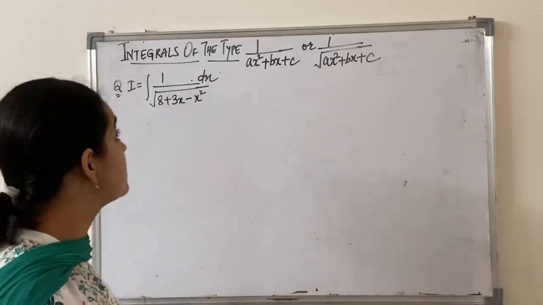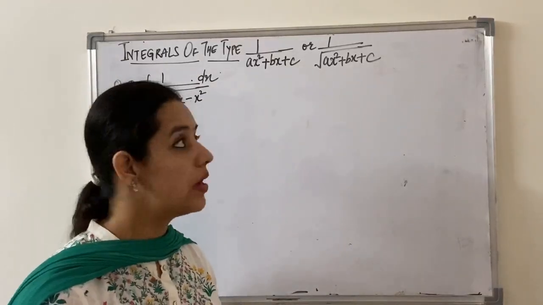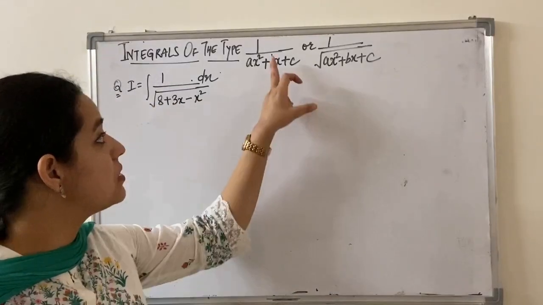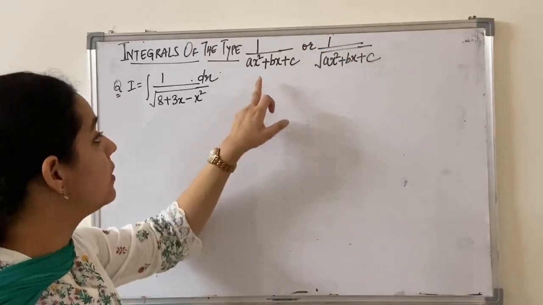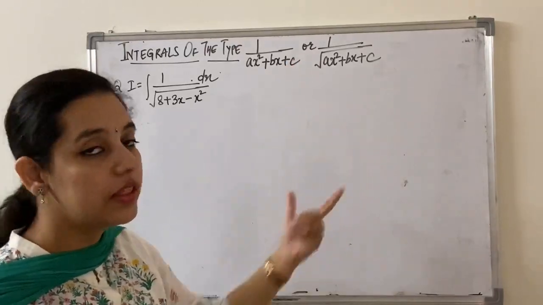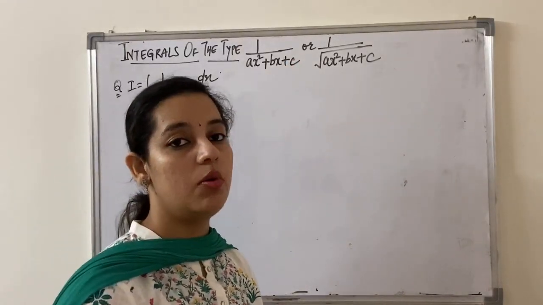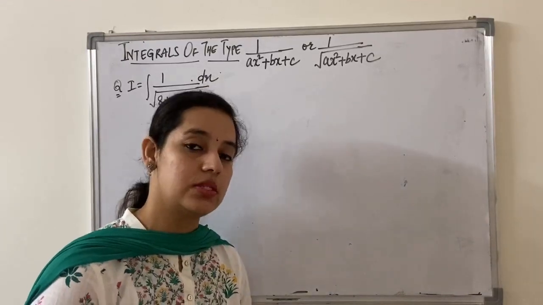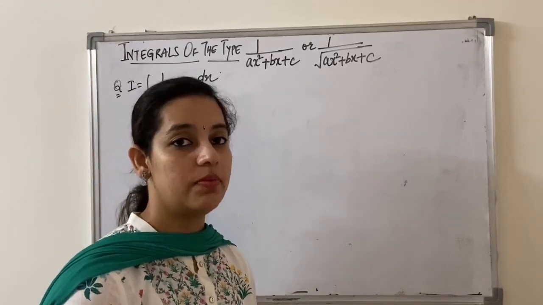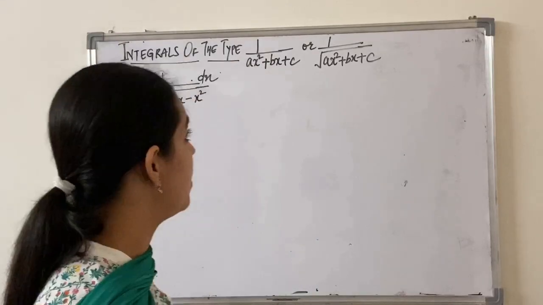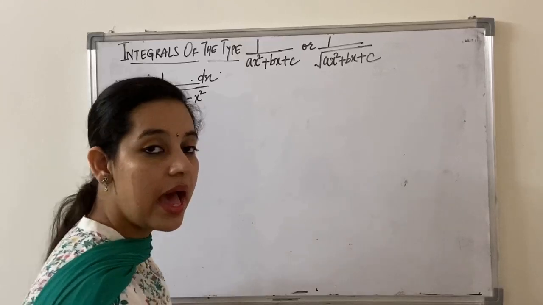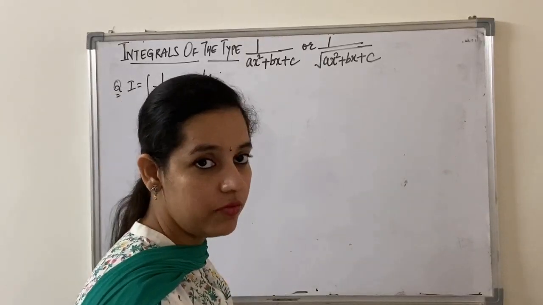So let us discuss the integrals of the type 1 upon ax square plus bx plus c, or 1 upon under root of ax square plus bx plus c. Here you can see that the numerator is always 1 and in the denominator you have a quadratic. So we will try to bring this quadratic in the form x square minus a square, or x square plus a square, or a square minus x square, or under root of a square minus x square, under root of a square plus x square, or under root of x square plus a square. So what we have to do in all these questions is complete the squares and bring it into the form of the formulae. So let us start.